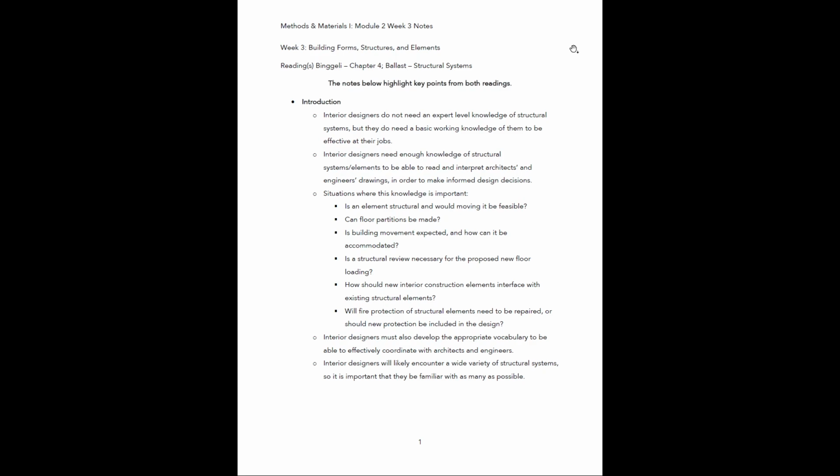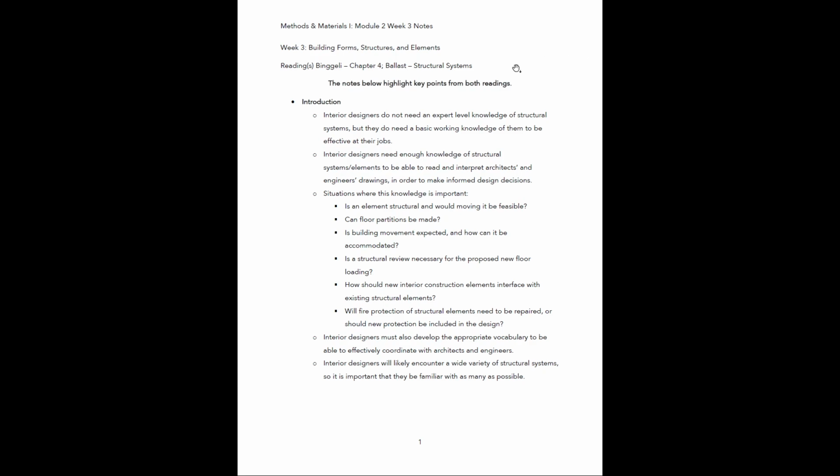The notes for this week, they're mostly out of the Bengali book, but I've also included some of the key highlights from the Ballast reading as well. So this is going to be a little bit of a mix of the two, but for the most part, the structure and formatting that I have in here is going to follow what's in the Bengali book pretty closely. So all the headings and things like that should line up pretty well as you're going through this and doing your readings.